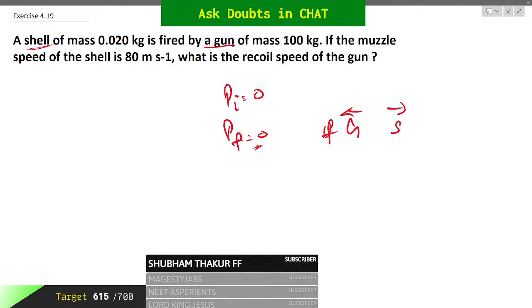In order to find the momentum, we need to know mass and velocity. We know the mass and velocity of the gun. We know the mass and velocity of the shell, that is the mass of 0.02 kg and the velocity is 80 meter per second, and we know the mass of gun. We just need the velocity of gun, so we can equate the product of mass times velocity, or the momentum of gun, with that of the shell, and we will get the recoil speed of the gun.